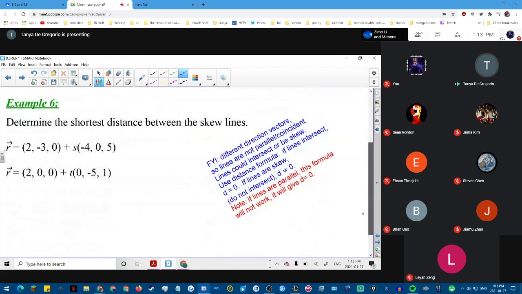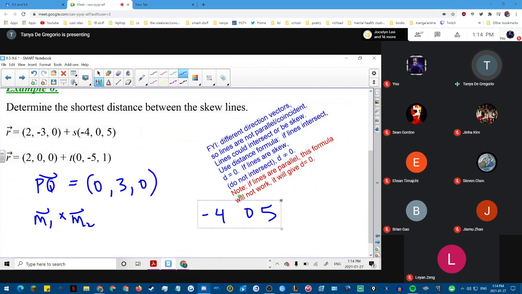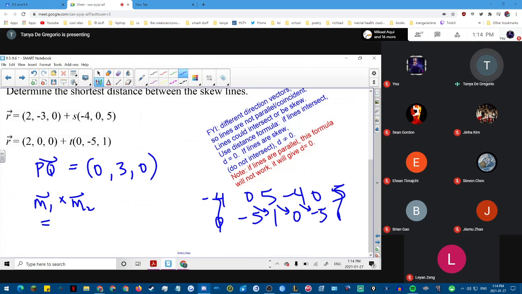All right, so determine the shortest distance between these 2 skew lines. So I need PQ, which here would be 0, 3, 0, right? 2 minus 2, 0 plus 3, 0 minus 0. And then I cross M1 and M2. And so I have negative 4, 0, 5, negative 4, 0, 5, 0, negative 5, 1, 0. Sorry, guys, this is really messy. Okay, so here I have 0 plus 25. And then I have 20 minus 0. Or do I? Hold on. 0, no, 0 plus 4. And then I have 20 minus 0.